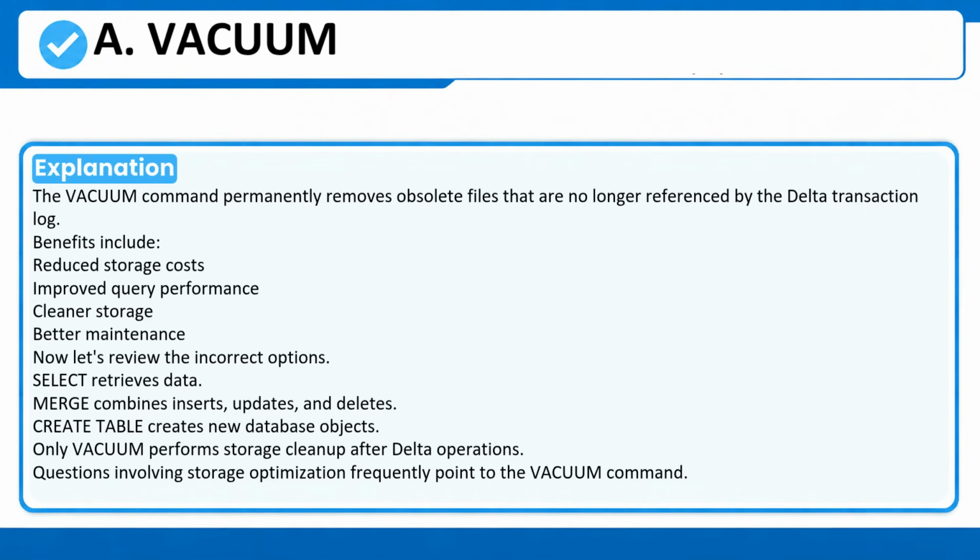Vacuum explanation. The vacuum command permanently removes obsolete files that are no longer referenced by the Delta transaction log. Benefits include reduced storage costs, improved query performance, cleaner storage, and better maintenance. Now let's review the incorrect options. Select retrieves data. Merge combines inserts, updates, and deletes. Create table creates new database objects. Only vacuum performs storage cleanup after Delta operations. Questions involving storage optimization frequently point to the vacuum command.